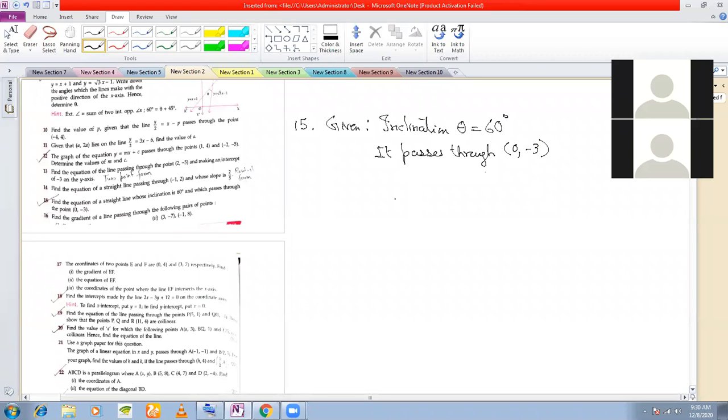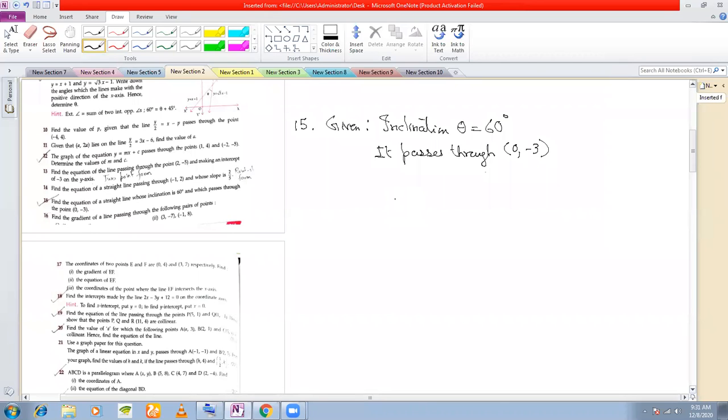If inclination is given, the first thing that comes to your mind is the slope. So what is the slope of the straight line? It is tan theta, tan of the inclination, which is tan 60, and tan 60, you know, is √3. So you know the slope, and one point is also given to you. Therefore, we use the point slope form.